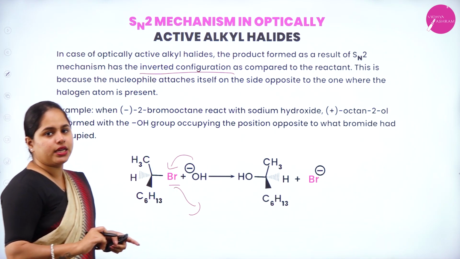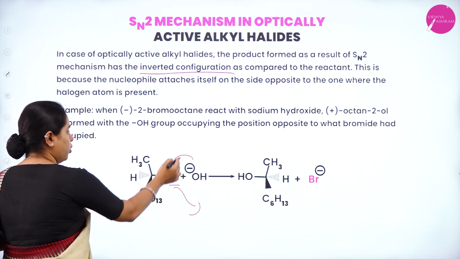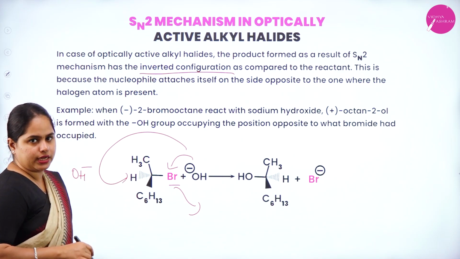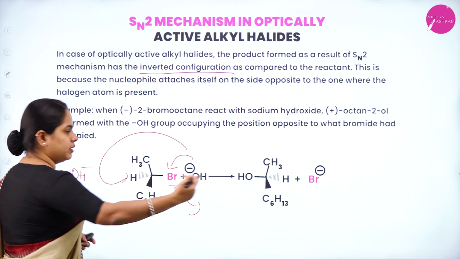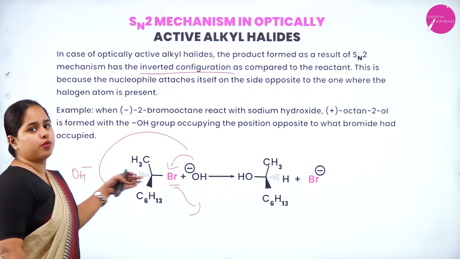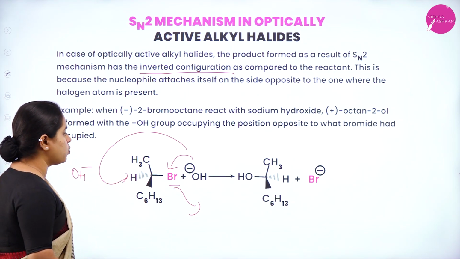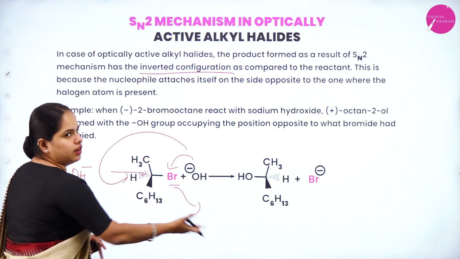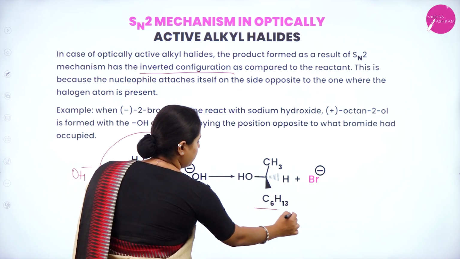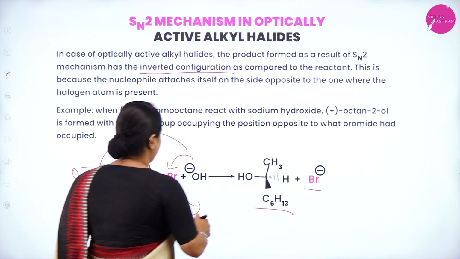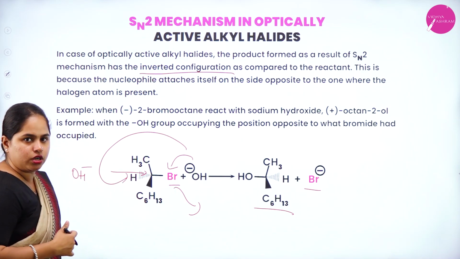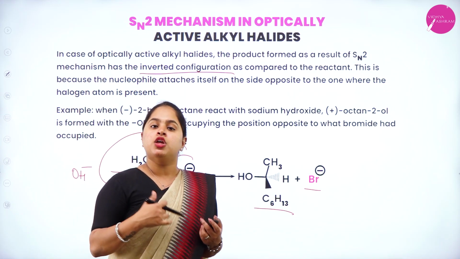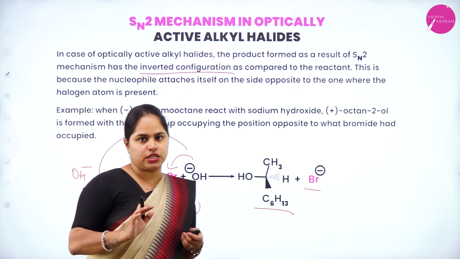But how will this OH minus attach? Will it attach from this side? No, it will attach from this side. That is, OH minus will attack from the opposite side to where the halogen atom is present. So, it will not attach from the forward direction, it will attach from the backward or opposite direction. Hence, as it attaches in this direction, there will be an inversion of configuration, and Br minus will be removed. From the diagram itself you can see there is an inversion of configuration. So the SN2 mechanism follows inversion of configuration, and in SN1 you will have retention of configuration as well as racemization.